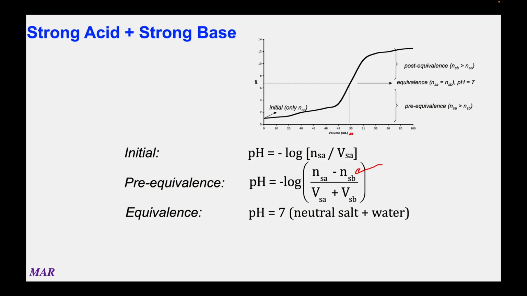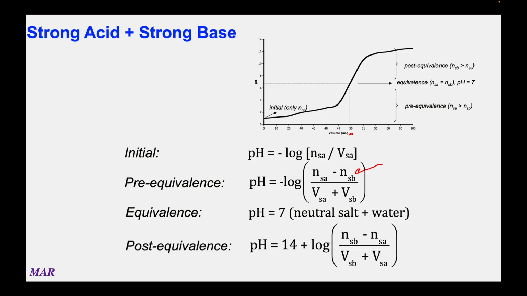You're only going to have water and some neutral salt, which doesn't affect pH. So that's why the pH should be very, very close to 7. So just keep that in the back of your mind. Now, once you get past equivalence, now the strong base dominates.